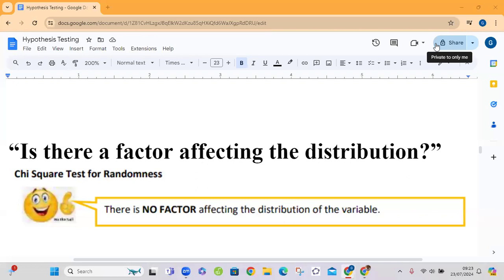Here's another research question. Is there a factor affecting the distribution? So that would be a chi-square test for randomness. The null will respond to that question by saying there is no factor affecting the distribution of the variable. Okay? Taking the neutral stance, that's a null for you. And the alternative will take the opposite stance. But the null will say no factor affecting the distribution.